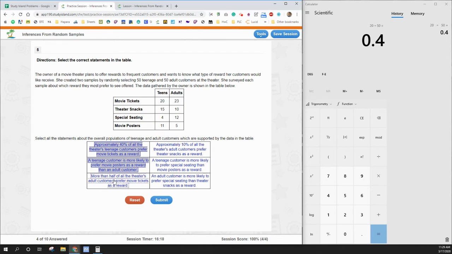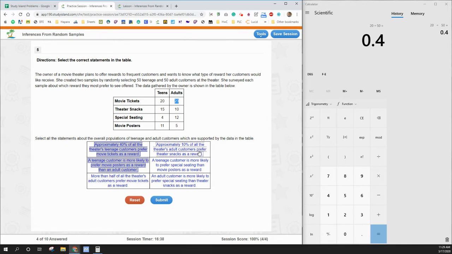Next statement. More than half of all the theater's adult customers prefer movie tickets as a reward. Well, that's not true because there's only 23 adult customers out of 50 that preferred the movie tickets as a reward, and 23 is not more than half of 50. So this is not an accurate statement.